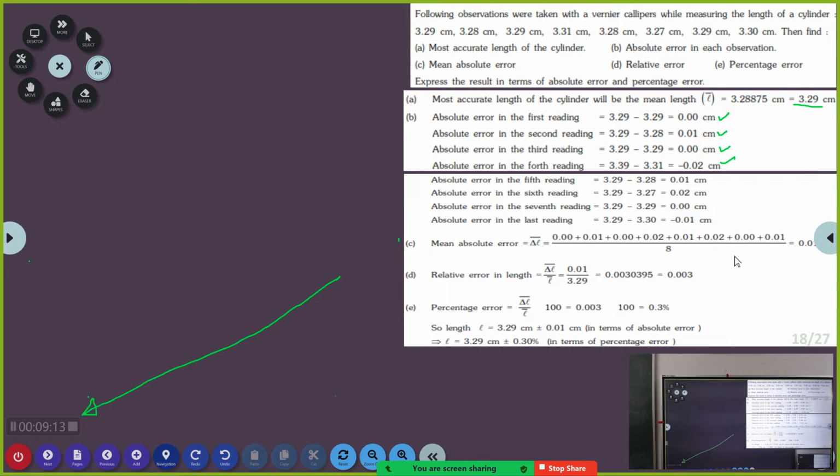Right? And then delta L bar is so and so. And relative error is so and so. Percentage error is so and so. So the length is 3.29 plus or minus 0.01 in terms of absolute error. So you must observe here that this is the most accurate length of the cylinder, whatever you had got here. Okay, the mean value itself is written as 3.29.